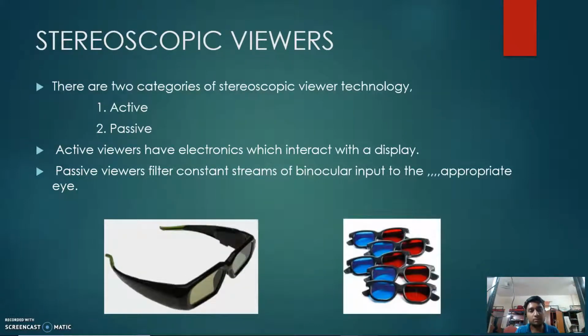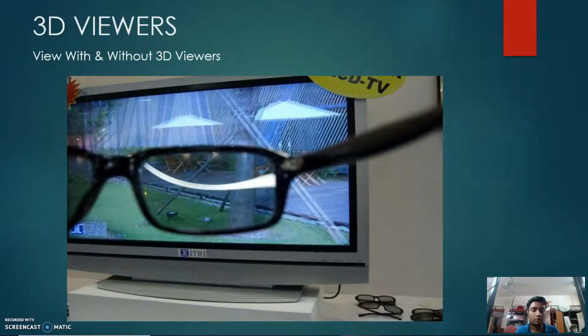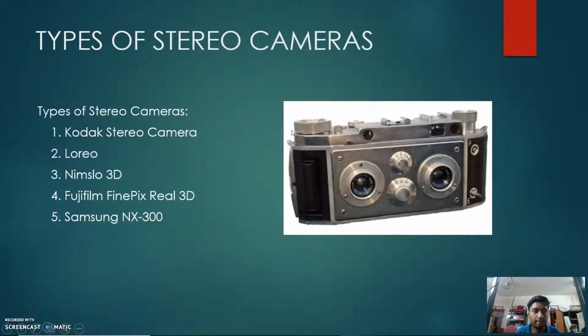Now there are two types of stereoscopic viewers: one is active and one is passive. Active viewers have electronics which interact with the display, and passive viewers filter constant streams of binocular objects. This is an example of a 3D image when viewed with glasses and without glasses. When the observer views this image on the TV using glasses, it comes like this, and when it is viewed without the glasses, it comes like this. There are also types of stereo cameras: Kodak Stereo, Lorio, Nimslo, and so on.